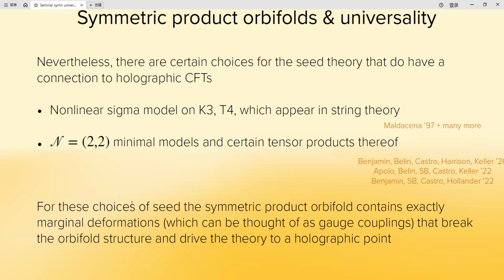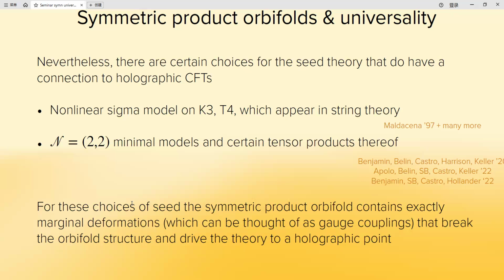This seed theory is like, whether this marginal deformation cannot be found, or sorry, is not there, or it's hard to find for generic seeds. So the exactly marginal deformation has to be a little bit special. It has to be in the twisted sector as well. And it has to be exactly marginal.